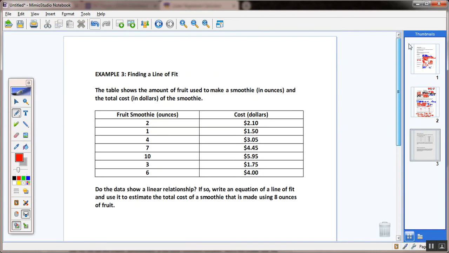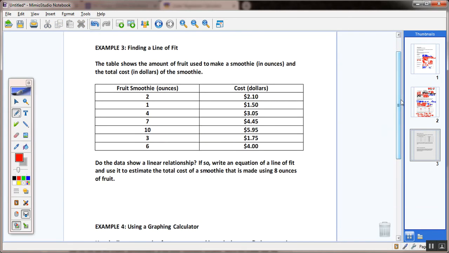All right. This is the part that I think is pretty cool. Okay. Finding a line of what here, kids? Okay. So as the table shows, the amount of fruit used to make a smoothie in ounces and the total cost in dollars. Okay. So everything on the left is going to be X. Everything on the right is going to be Y. Okay. I want to show you how this works.